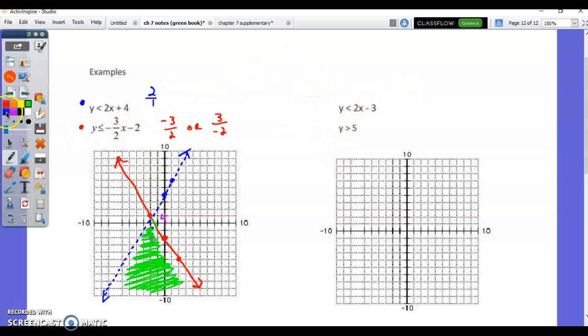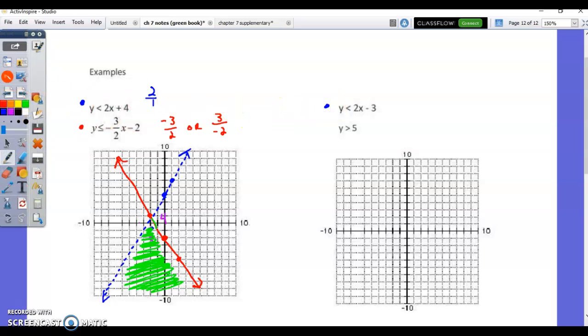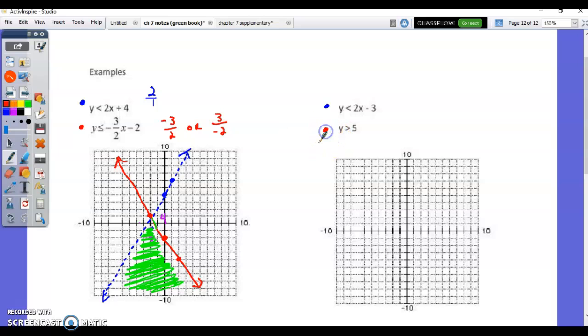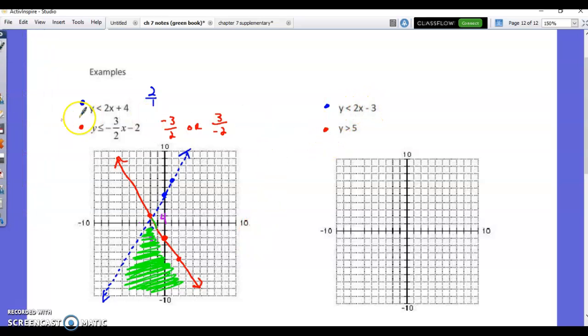All right, let's look at this next one. Again, I'm going to make this one blue, this one red, so I can see the differences of the two lines. I'm still in red, so I'm going to start with red. This is y is greater than 5. So we go to 5 on our y-axis. 1, 2, 3, 4, 5. And because it's consistently y, this is going to be one of those horizontal lines. And there's no line underneath. So what does that mean? Yes, you're right. Dotted line. Put that dotted line in.